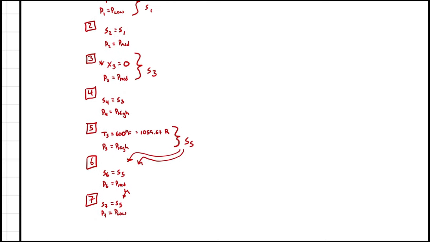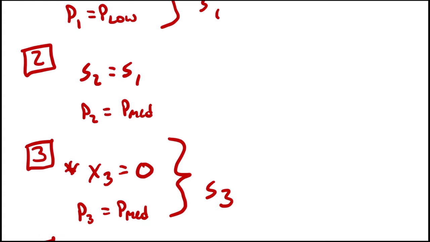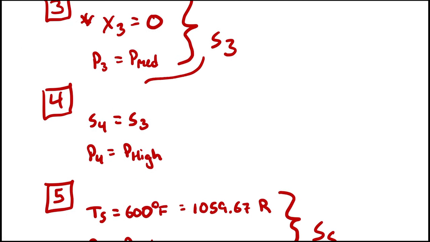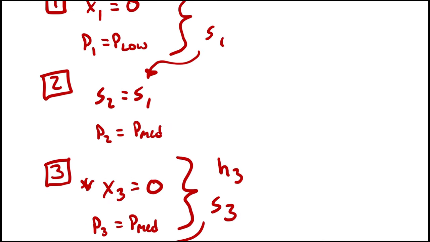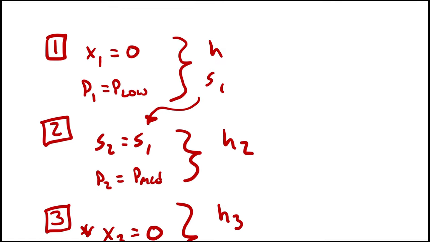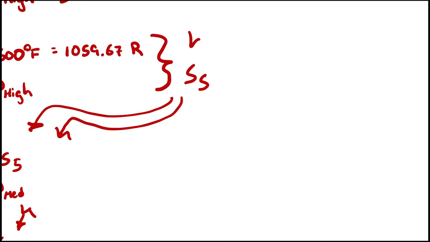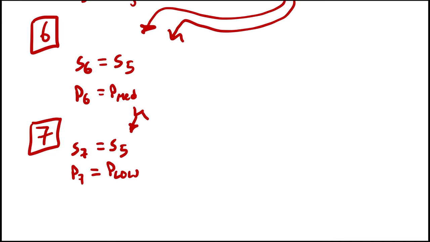Now that I have two independent intensive properties defined for all seven state points, looking up what we need is just a matter of putting in the time, and what we're going to want is enthalpies. Let's assume for the moment that we had done that. Let's not spend any more example problem time on that. Let's say that we had looked up H1, H2, H3, H4, H5, H6, and H7. What would we do now?